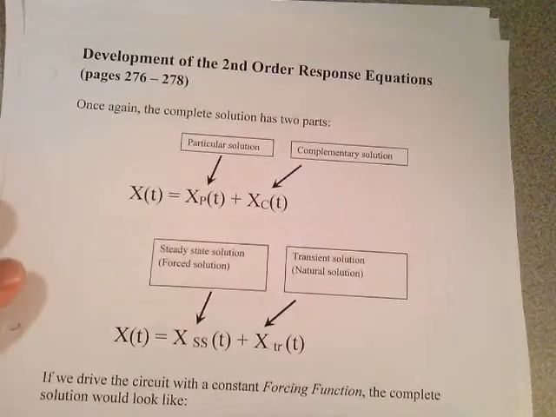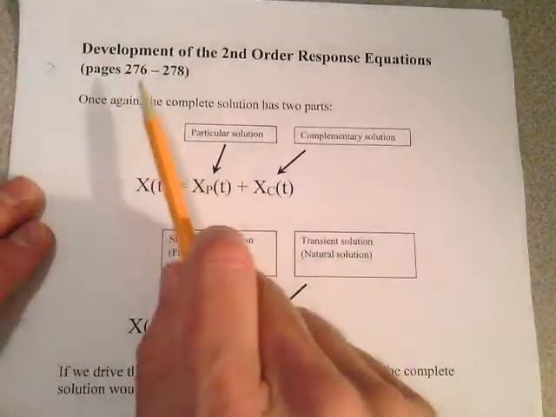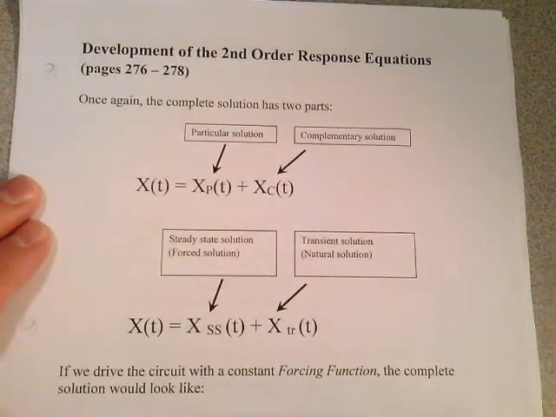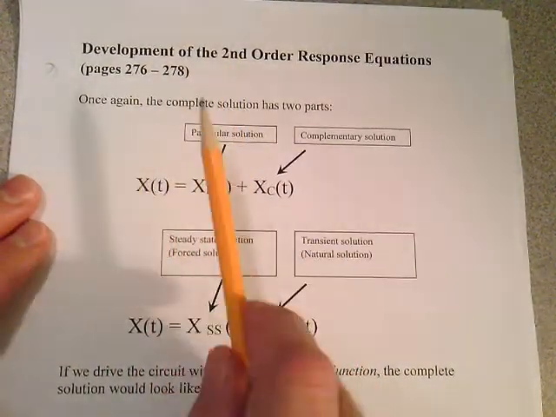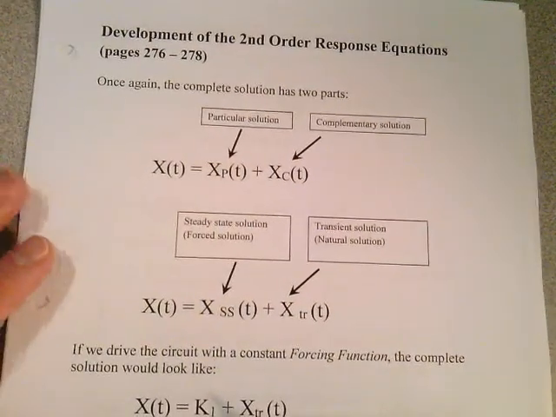Developing the second order response equations. This is in your book on pages 276 to 278, but you probably have a new edition. If you do, it's in chapter 7. You'll see this in chapter 7 if you have trouble with what we're doing here.